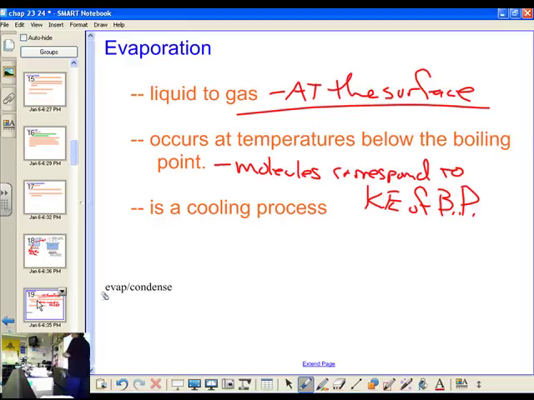But just like boiling is a cooling process, evaporation is a cooling process. That same idea. If I take the high energy ones out of the water, what's going to happen to the temperature of the water? It's going to go down. This is how your body cools itself. Your body puts water on the outside of your body. That water evaporates, and when it evaporates, it takes heat away from your body.